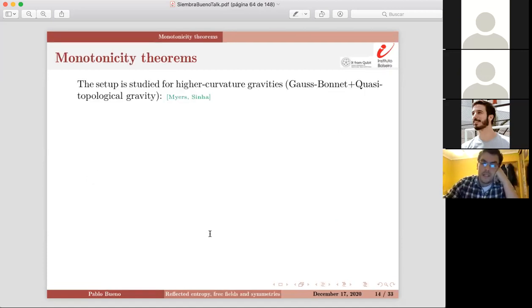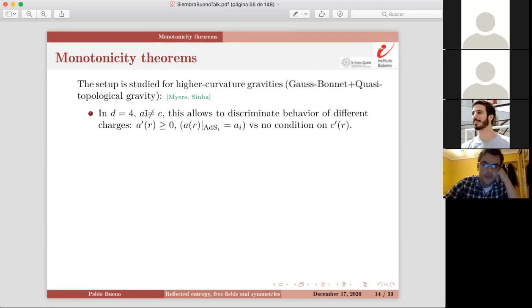So they did this in the context of higher curvature gravities, basically for Gauss-Bonnet and quasi-topological gravity. And one first thing that you can see using these theories, which you cannot see using Einstein gravity, is that you can distinguish between A and C. In particular, they were able to show that there is a hope that the A theorem may have something to do with the A charge, but cannot have something to do with the C charge, because you can see that the functions coincide with the A charge at the fixed points, but there's no condition on the derivative of an analogous function that you could define that goes between the C's instead of the A's.